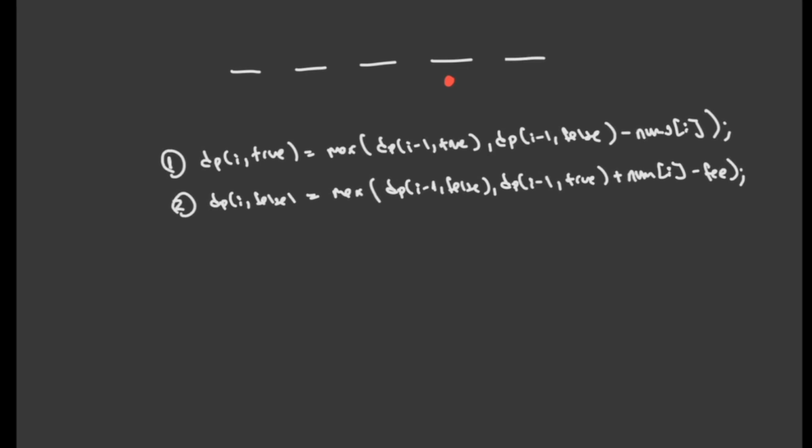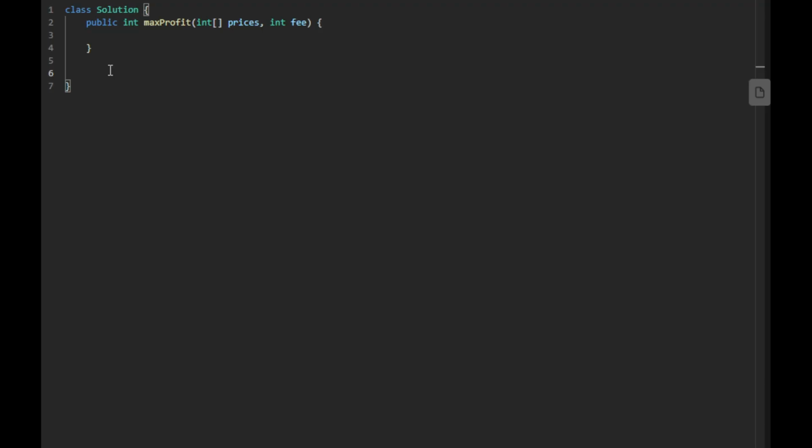Now, let's translate this algorithm into code. Let's take the length of the prices array. If there are less than 2 days available, it means that even if we buy a stock, we won't be able to sell it. So in this case, we simply return 0 as the maximum profit.